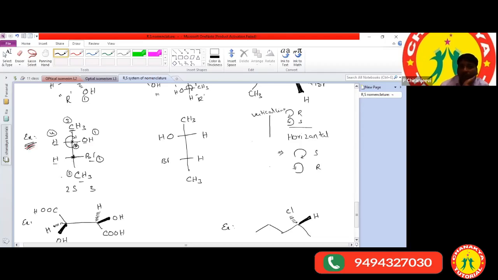The least priority group is present on the horizontal line. Then the priority order is in anti-clockwise direction. If it is anti-clockwise direction, you will get 3R. What is the isomer here? 2S, 3R. Okay. Now I give one more example.